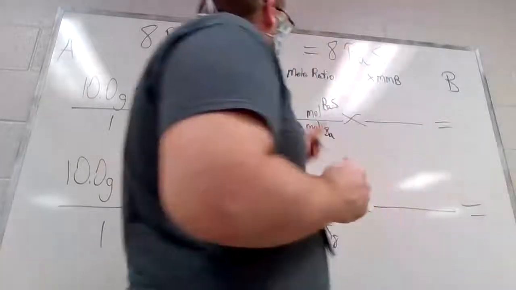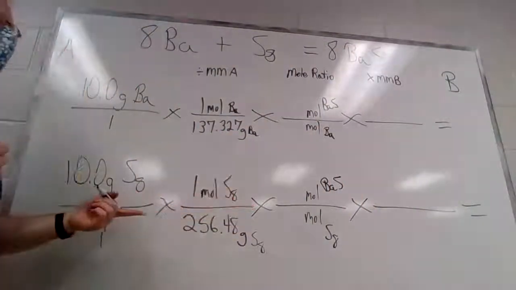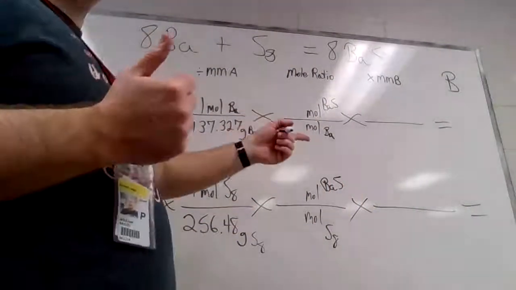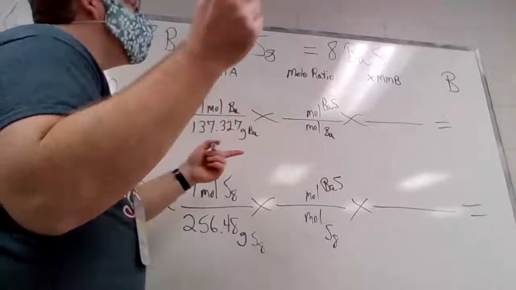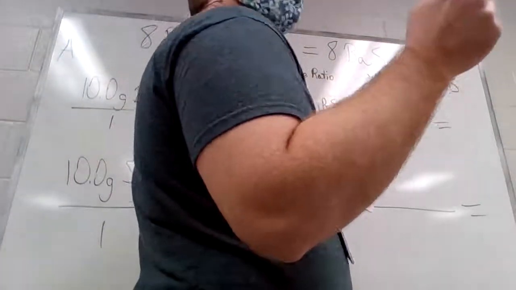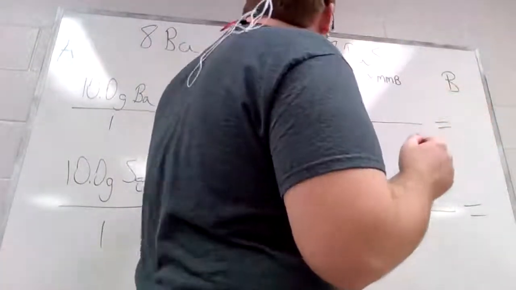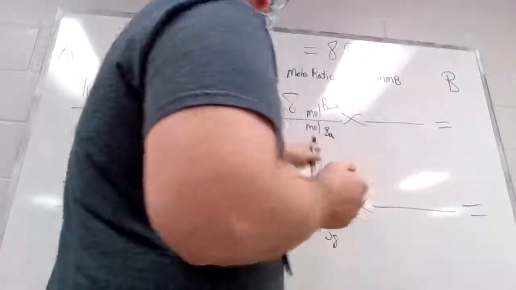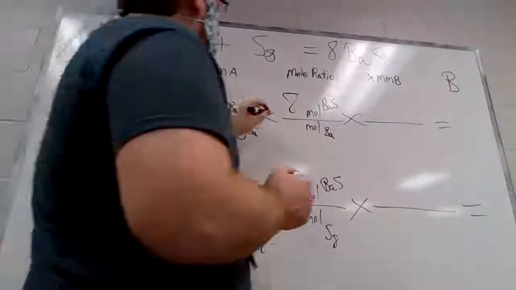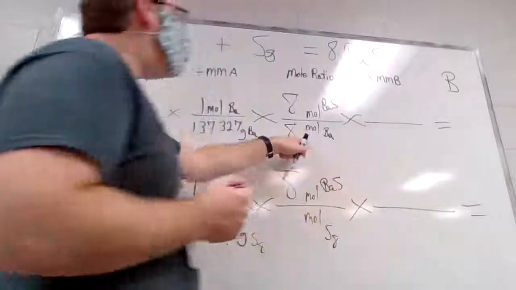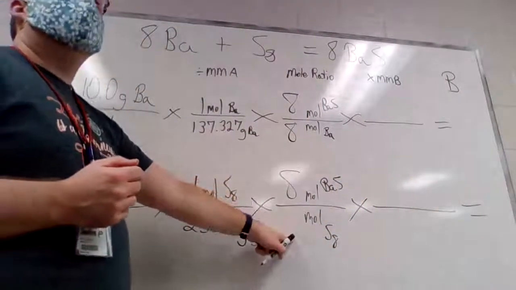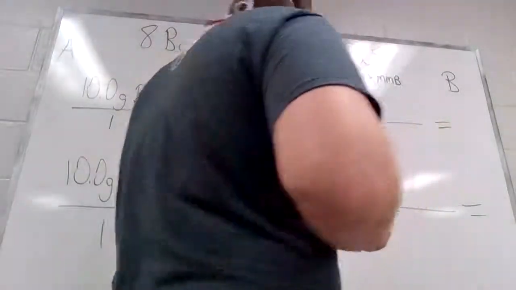BAS. And where do I get my numbers for my mole ratio? From the coefficients of the equation. So what's in front of BAS? It's an 8. So I put an 8 here. I put an 8 here. What's in front of barium? An 8. So this one's going to be 8 over 8. But what's in front of sulfur? 1. This one's going to be 8 over 1.